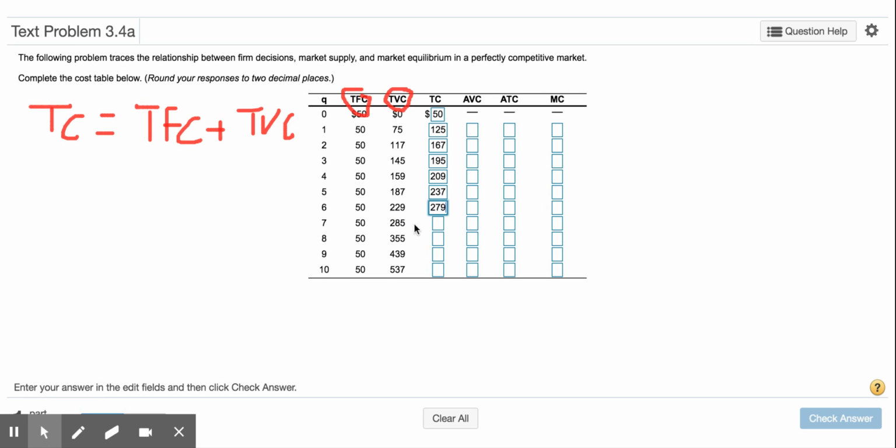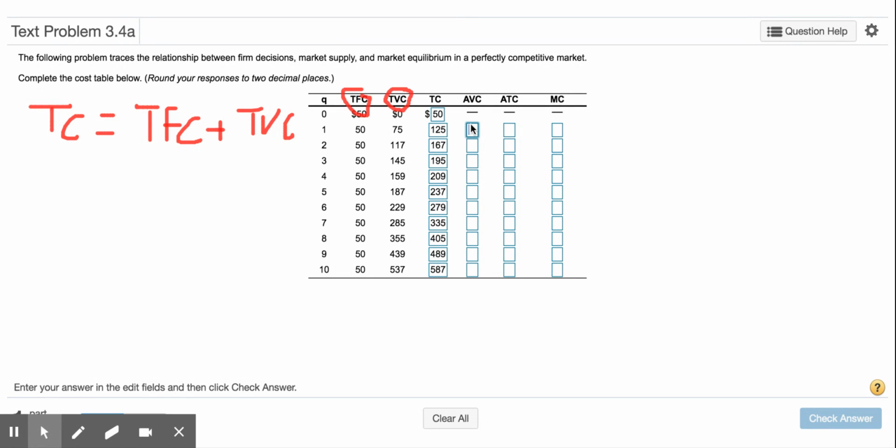279. 335. 50 plus 355 is 405. 339 plus 50 is 489. And 587, which is 50 plus 537.